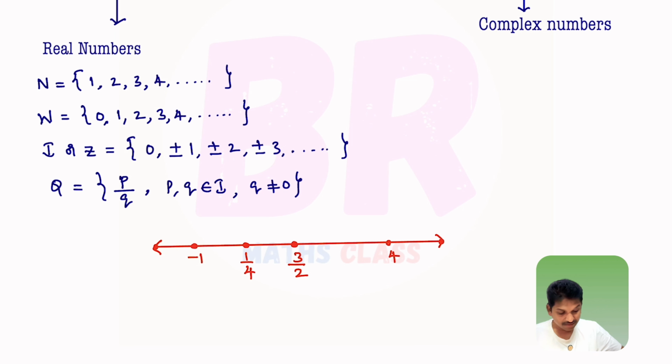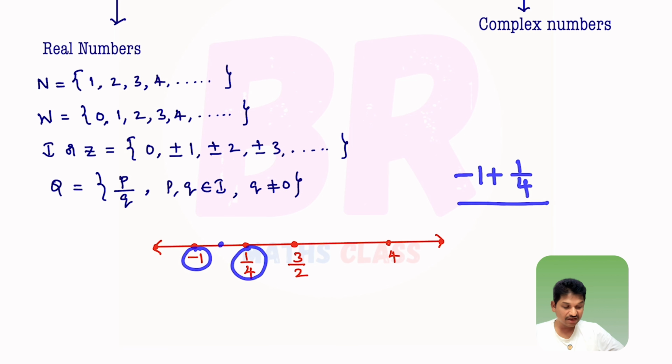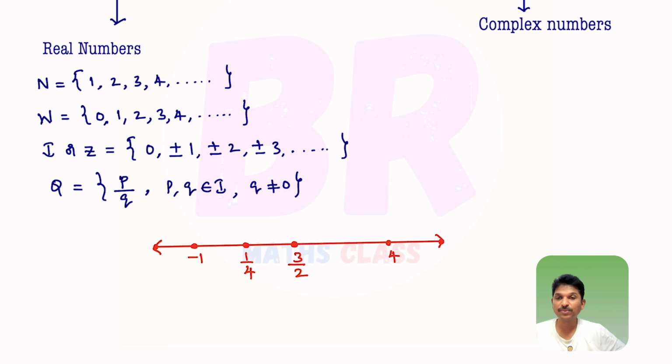Between these two numbers, we can find another rational number. How? -1 plus 1 by 4 divided by 2. So this is nothing but minus 4 plus 1 divided by 8. That is minus 3 divided by 8. This procedure continues. So what is the point you learn? Between two rational numbers, there are infinitely many rational numbers.